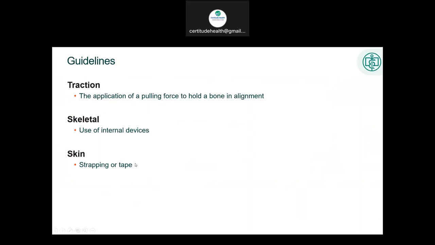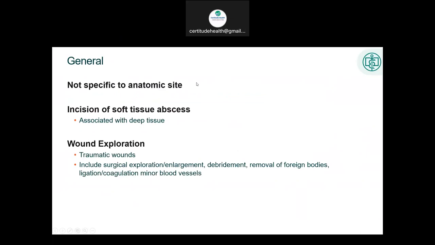General is not specified to any anatomic site. And one thing is the incision of soft tissue abscess. If you see that soft tissue abscess, then that typically is going to mean it's associated with deep tissue. So you would select a code that references deep. That is because we're in the muscles. You have to think about the system that we're in first, musculoskeletal. And muscles are deeper than your integumentary system, subcutaneous. You have to go deeper. So the closer you get to the bone, the deeper it is going to be.